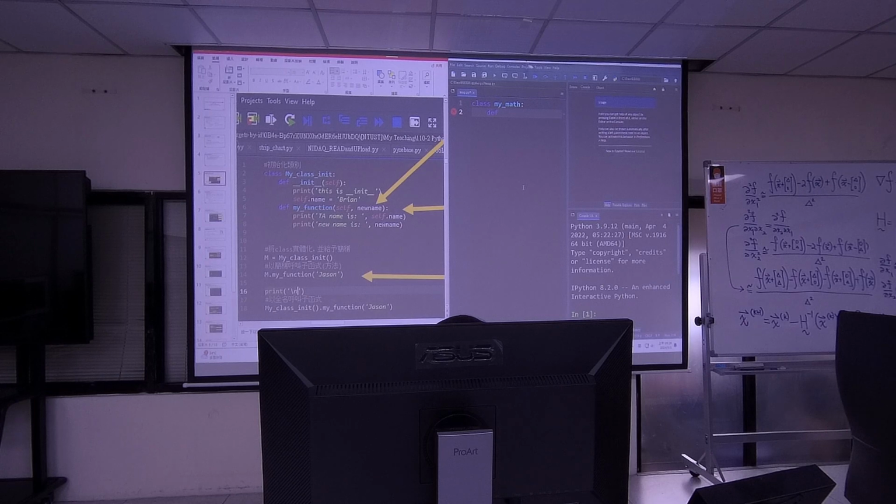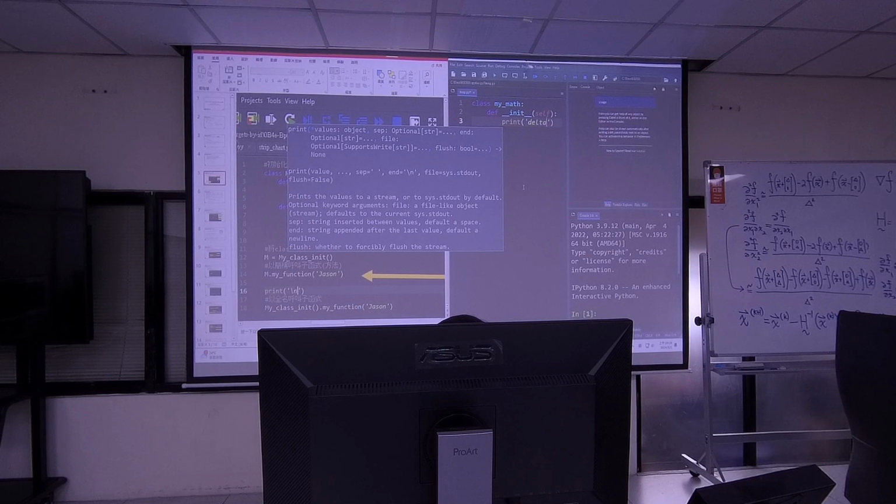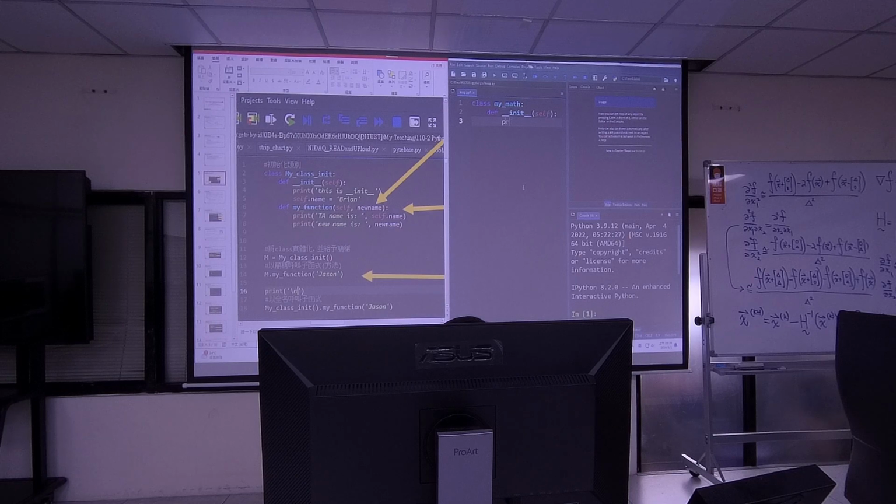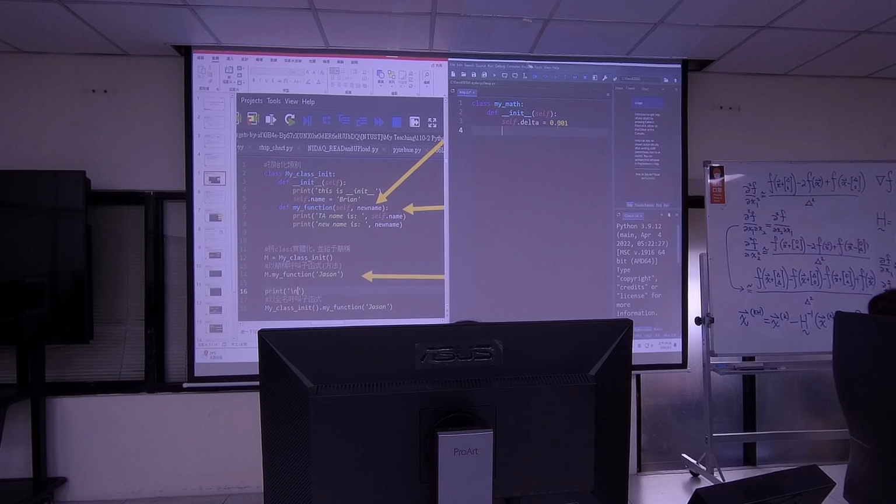Now I'm going to define also initialization and self. Inside the self, I want to print out a line. Let me define delta first. So self and delta, because later on I want to solve a math problem with a parameter called delta. So I need this to be a small number. And then I want to print out.